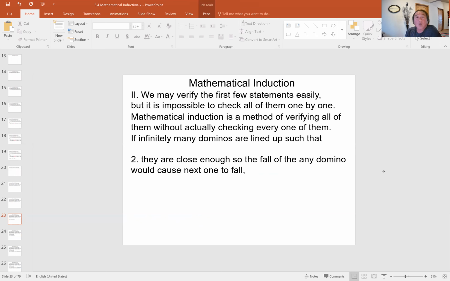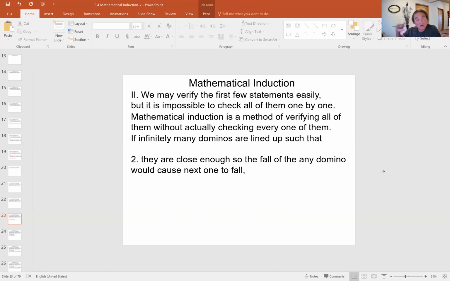In the case of dominoes, what do you need to do? Make sure that everything will fall over. Two things. When you line them up, make sure the dominoes are close enough so that when one falls over, it will knock the next one over, and the next one will knock the next one over. In other words, they're interconnected. So one will knock the next one over.